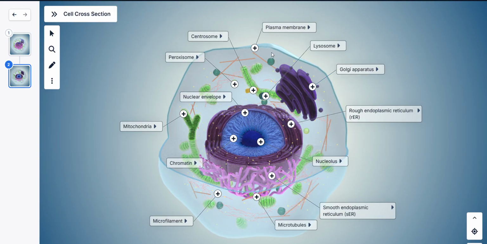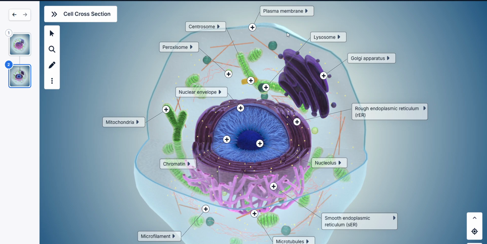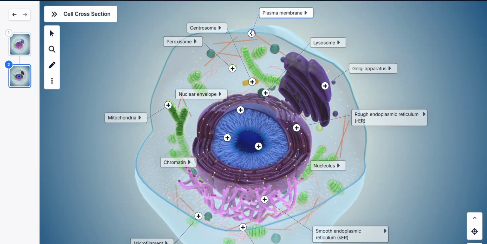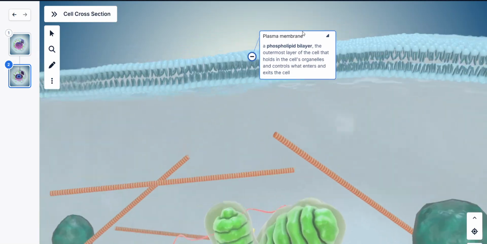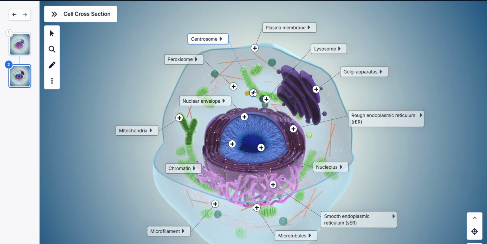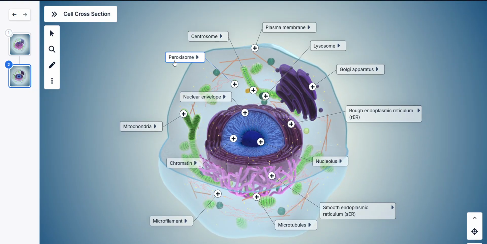Here, a thick structural membrane. Here you can see that is called the plasma membrane. So here we think that the plasma membrane is a phospholipid layer or bilayer, the outermost layer of the cell, that holds the cell's organelles and controls what enters and exits from the cell. So this is the first functional entity in the cell.